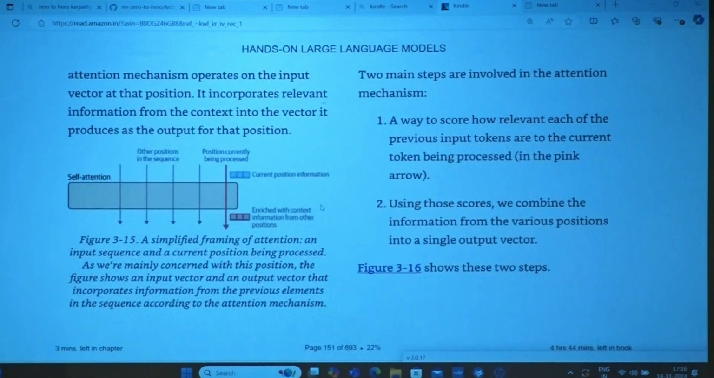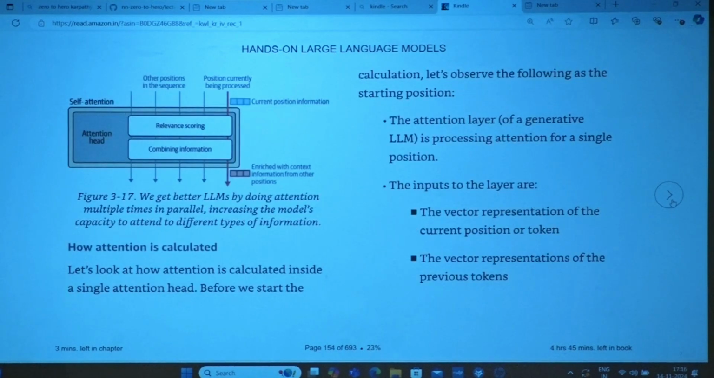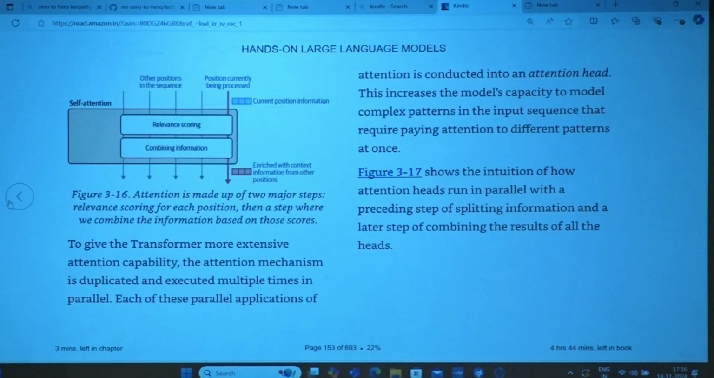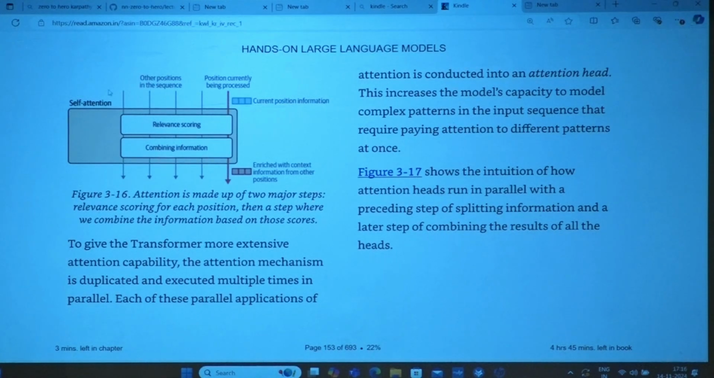I hope the maths is next. Now come two very important pieces. There are two steps in the attention mechanism. You will understand those equations well. One is called relevance scoring, and the other is called combining scores taken from relevance. I'll elaborate again.